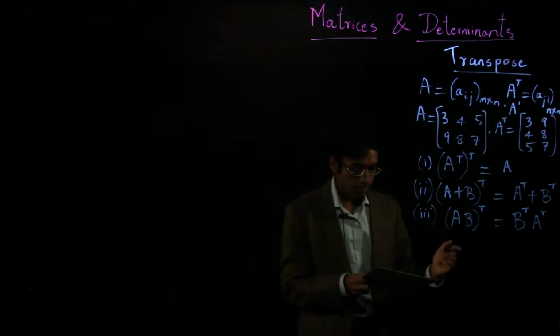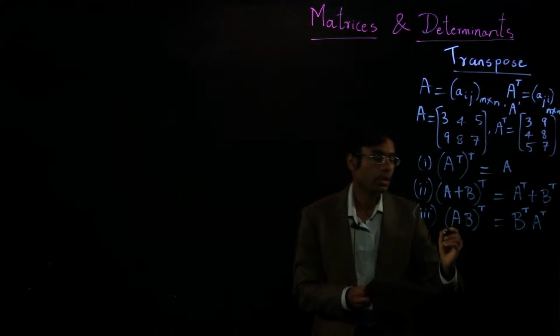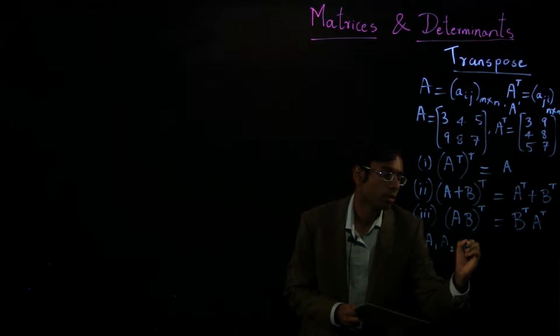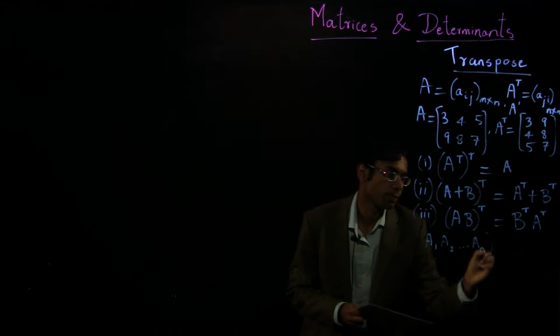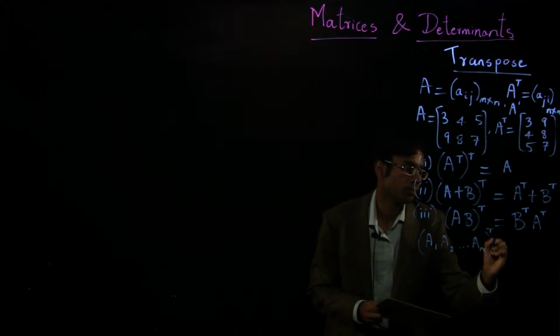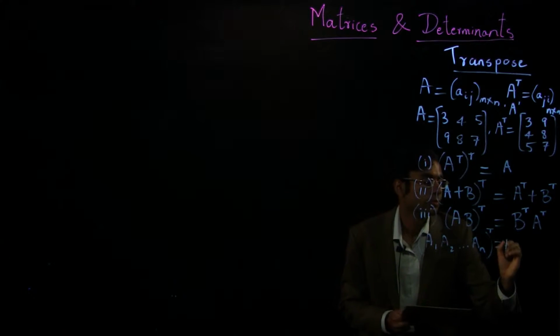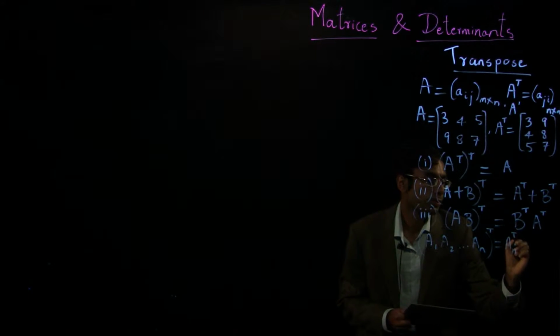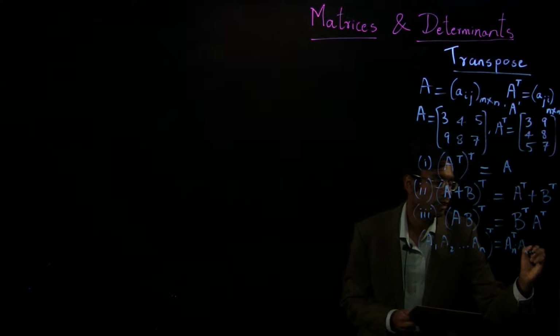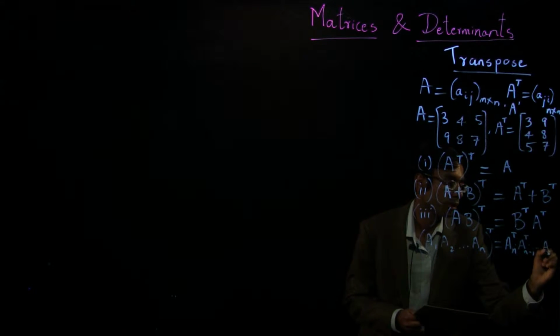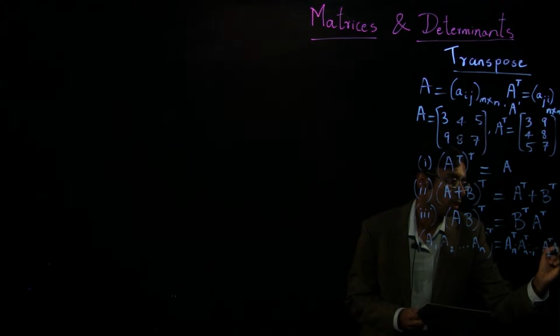And in general, if you have something like (A1 A2 ... An) transpose, that will become An transposed times An minus 1 transposed, product all the way to A2 transposed, A1 transposed.